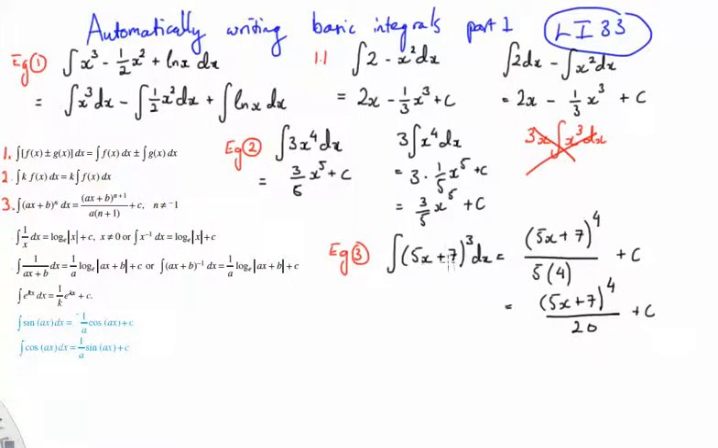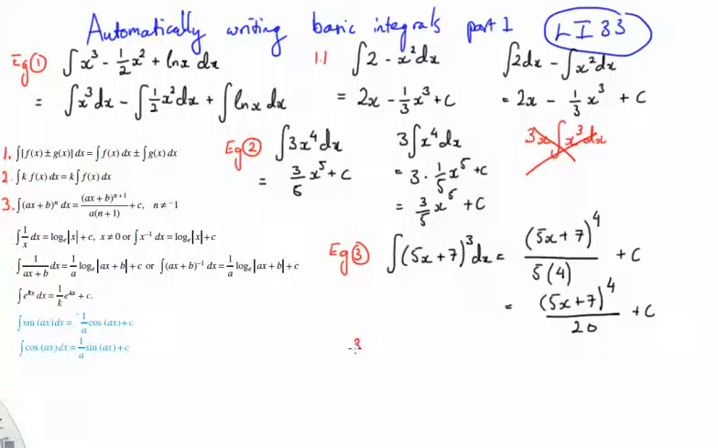Another way to think about this is you add 1 and divide by the new power, as you usually do. So add 1 to the power, get 4, divide by the new power, but you also have to divide by the coefficient of x. That's what this is saying. So it's saying you can do your usual add 1 and divide by the new power, but divide by the coefficient of x as well. That's what this formula is saying.